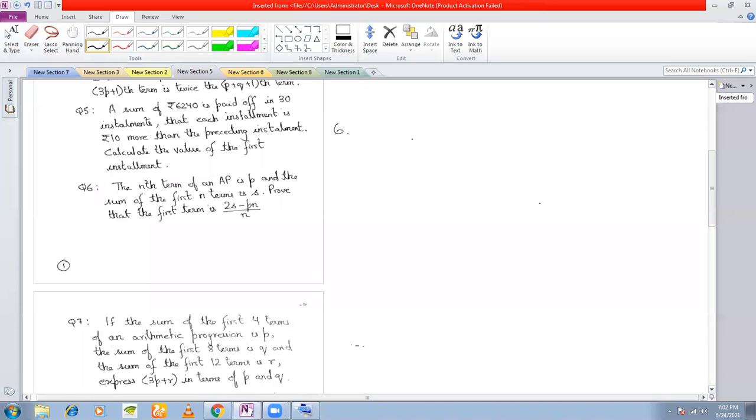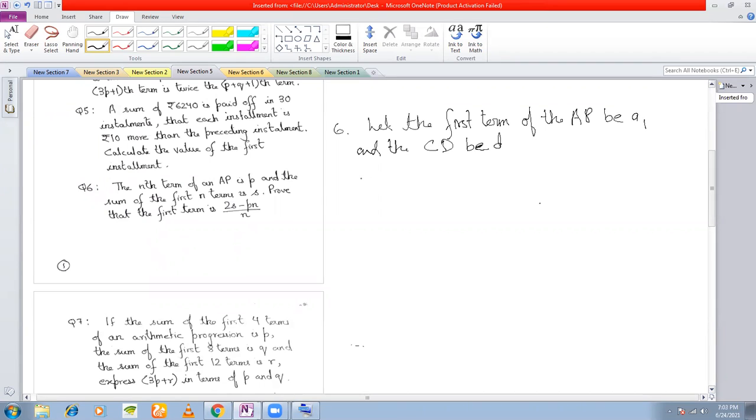The question is: the nth term of an AP is P and the sum of the first n terms is S. Prove that the first term is (2S minus Pn) by n. So I start by saying, let the first term of the AP be A1 and the common difference be D.